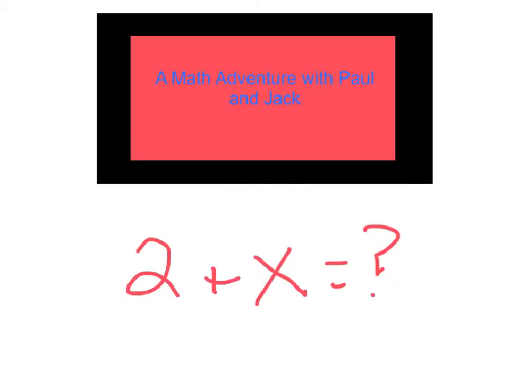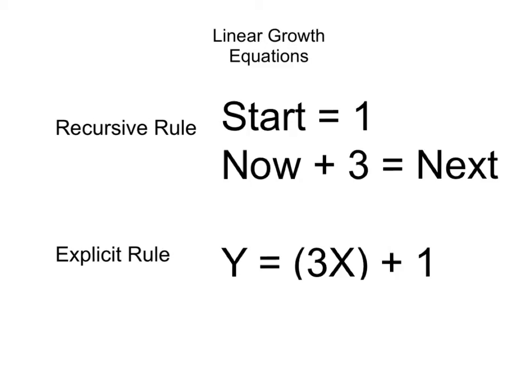These are the linear growth rules. For the recursive rule, it would start at 1, and we would do now, meaning the prior, plus 3 equals next. For the explicit rule, it would be y equals 3x plus 1.